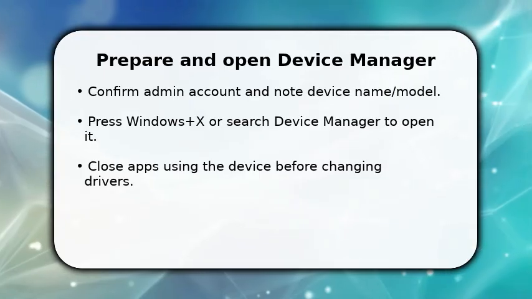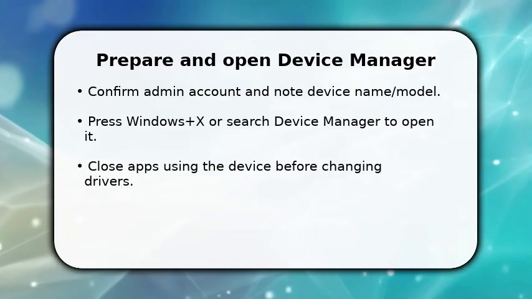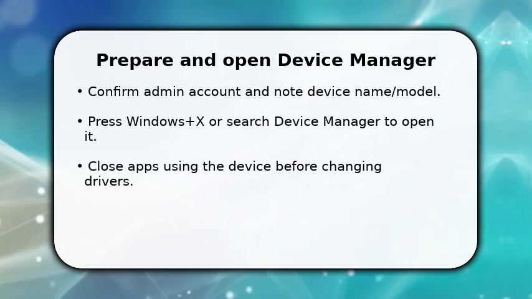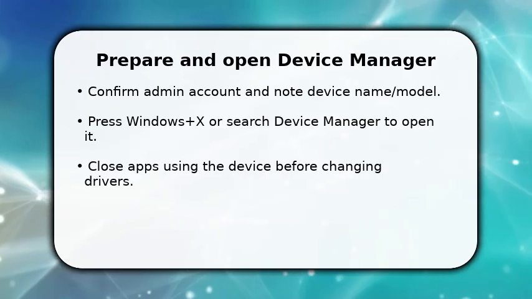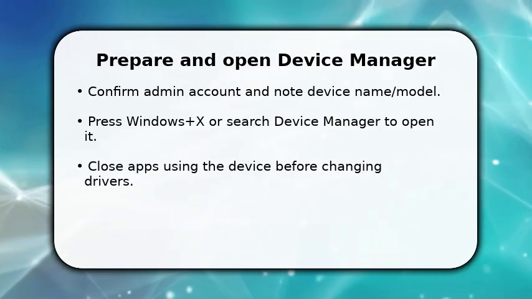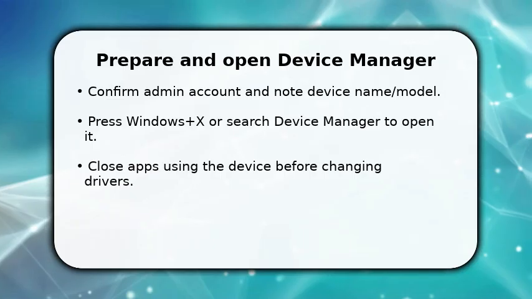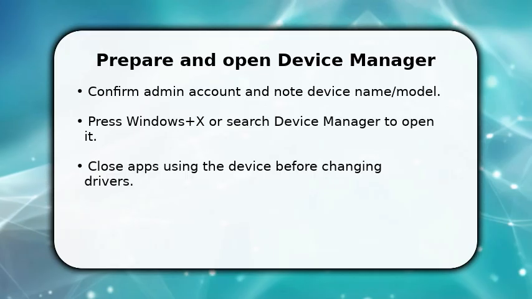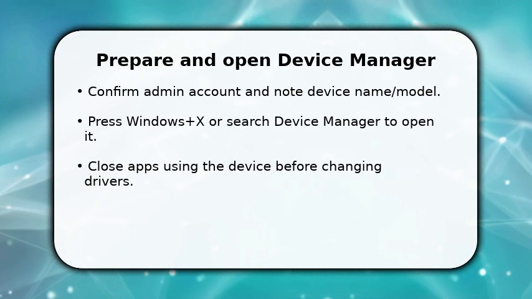You start by making sure you're signed into an administrator account. This lets you remove drivers without permission errors. Once confirmed, open Device Manager via Windows plus X or the search bar and locate the target device using its model name. Make sure to close any programs that might be using the hardware so files aren't locked. This prevents errors during removal and speeds the process. Now you're ready to identify the exact device entry to modify.